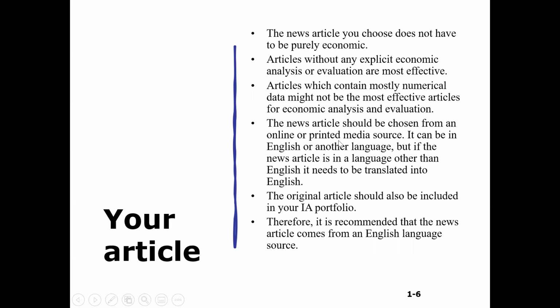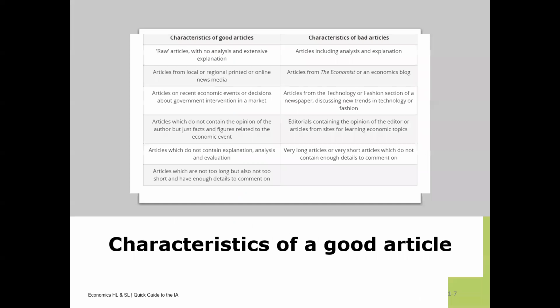The news article should be chosen from an online or printed media source, and then this is just about the English language part of it. The original article should be included in your IA portfolio, so make sure to send the article. So either take a screenshot and paste it into a page, or find some nice way to put the article in. Characteristics of a good article.